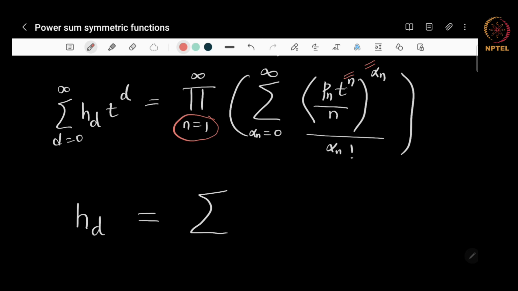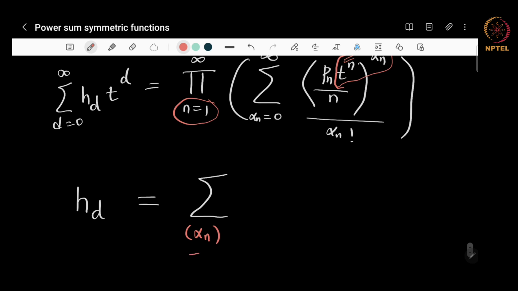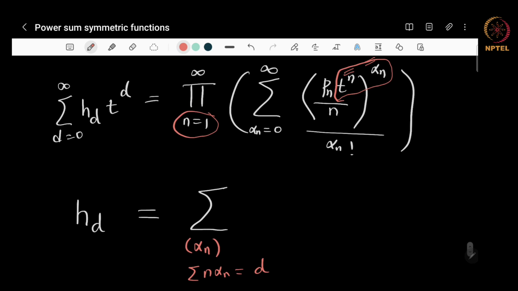n can be 1, 2, 3, different parts of a partition, and alpha n is like the multiplicity of a part. If I take this particular term t to the n alpha n, it's as if I'm taking the part n alpha n times. So I pick out that term t power n alpha n from the nth bracket. Like that, from each bracket for each n, I pick out some alpha n. So what is this going to be a sum over? Over all possible tuples of alpha n's going from 0 to infinity, such that summation n alpha n gives me the d that I have fixed. So I should sum over all such possibilities.